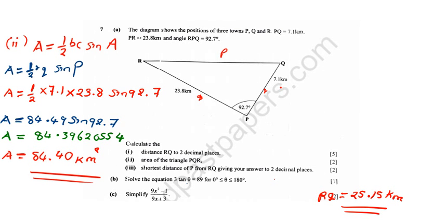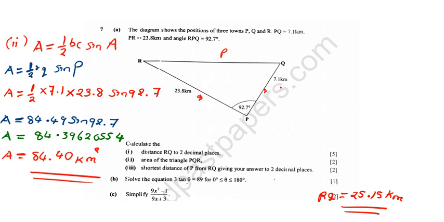So for part 3, we want to find the shortest distance of P from RQ, giving your answer to two decimal places. So for the shortest distance, we are coming from this P, going to RQ. Our RQ is this one. That line will be the shortest distance, because when you use the other route, it will be a longer distance. So the shortest distance will be our height.